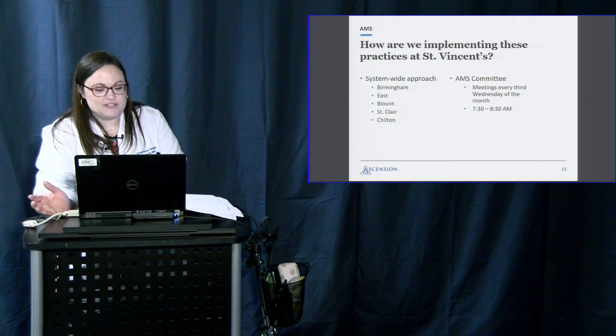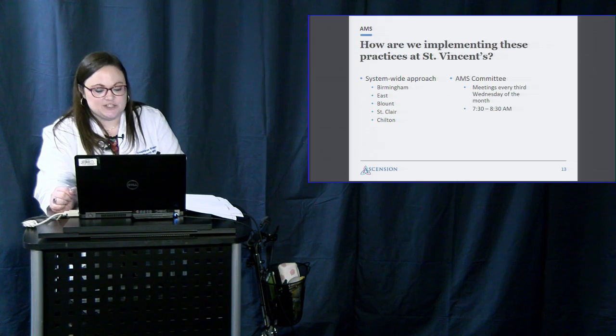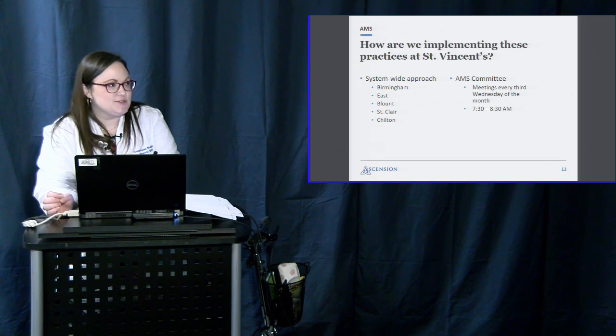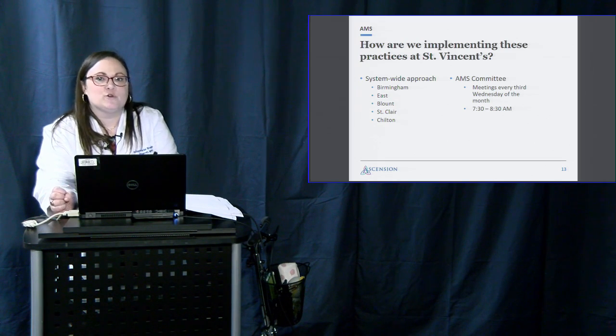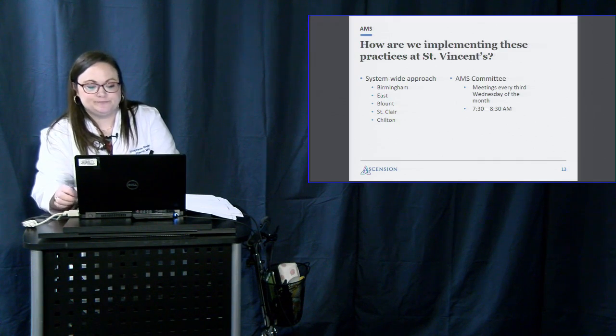So we know that our system includes Birmingham, East, and then our regional facilities at Blount, St. Clair, and Chilton. I'm only going to touch on this briefly so I don't steal the show from Dr. Middlebrooks, but our AMS practices here include regular review of our antibiotic use. And I know in pharmacy we are constantly performing medication use evaluations and looking at what our prescribing habits are, how do we land in comparison to Ascension national benchmarks. And we have monthly AMS meetings that are on the third Wednesday of every month.